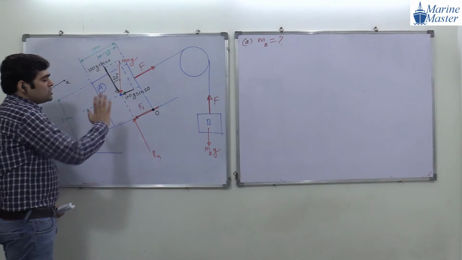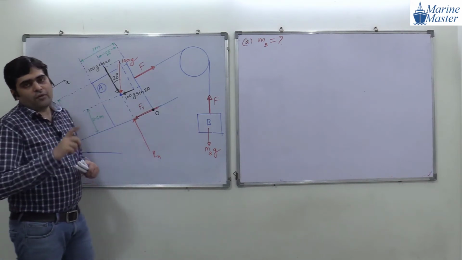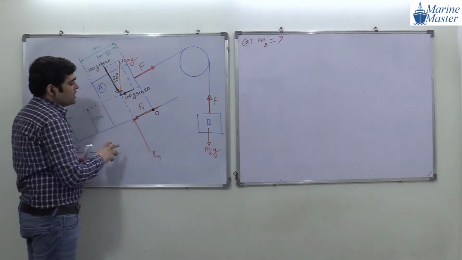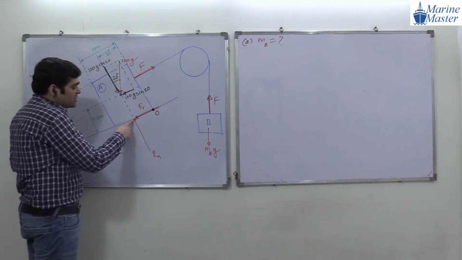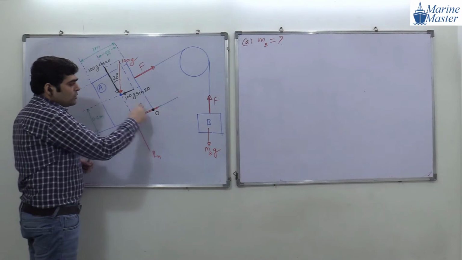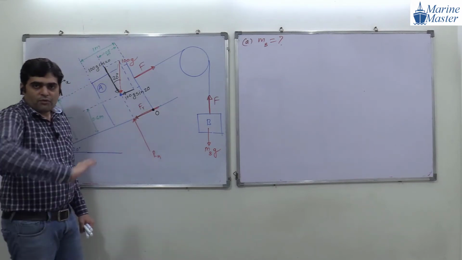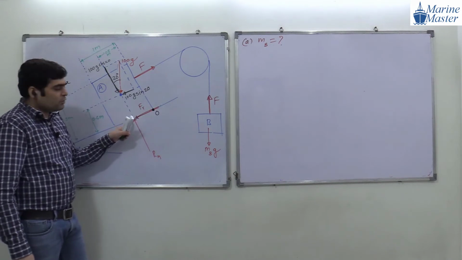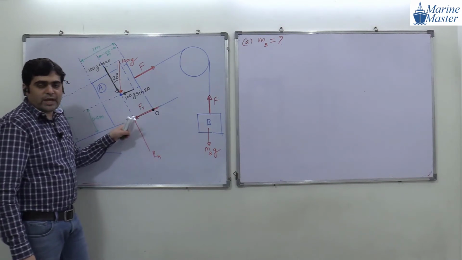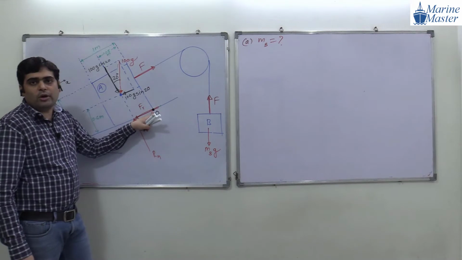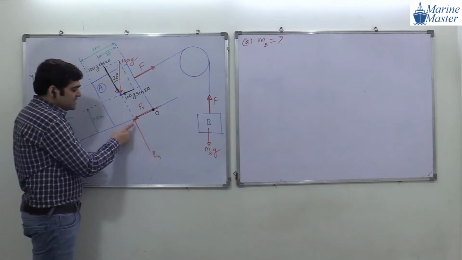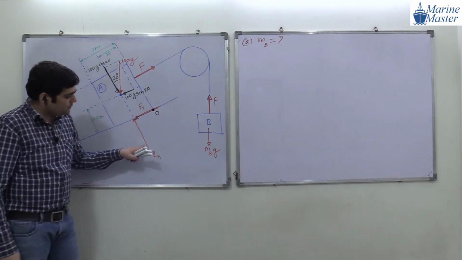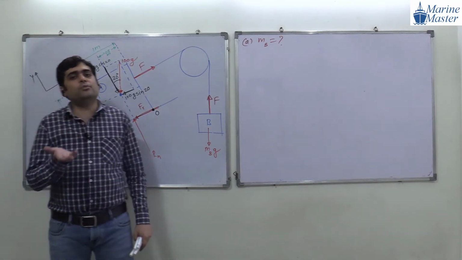See the point here. For just overturning, what will happen? Whatever reaction force is on this side will shift to point O. For just overturning, the reaction force will not be here because it is a just-touching scenario. So whatever force comes, it comes at point O. Just touching means no reaction force will act.